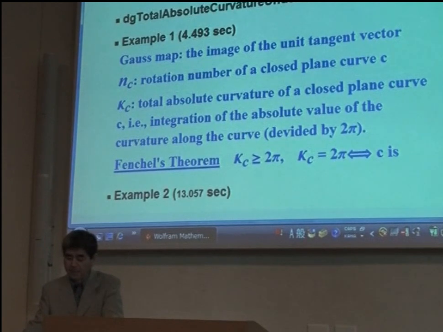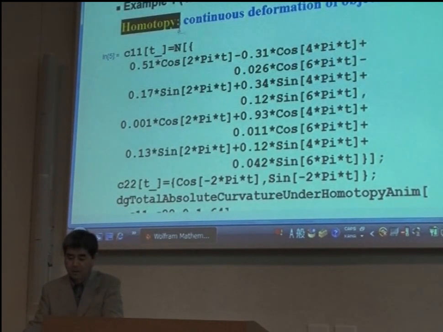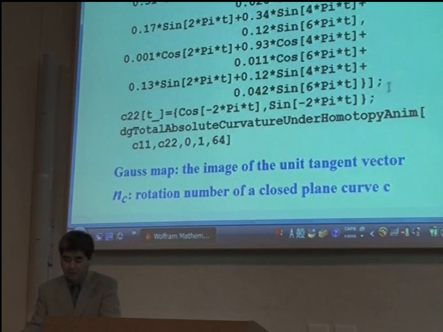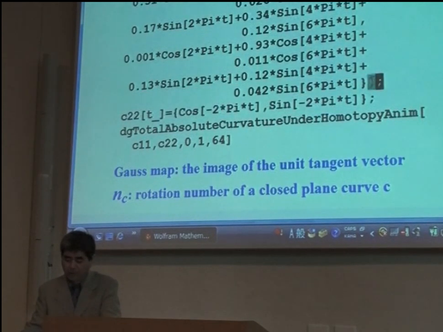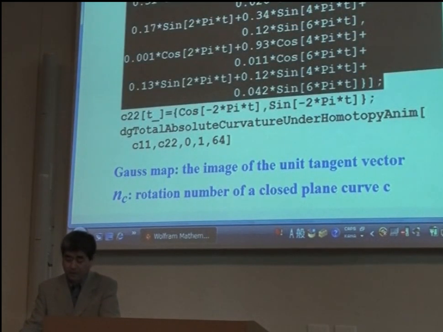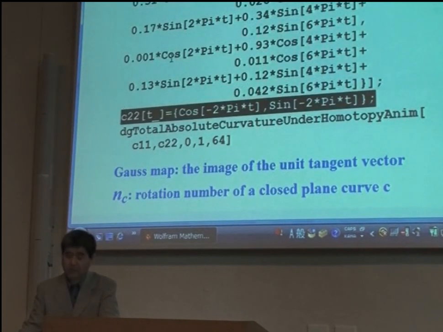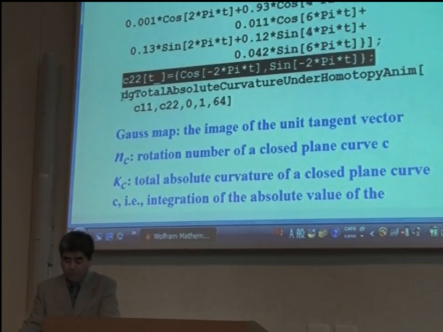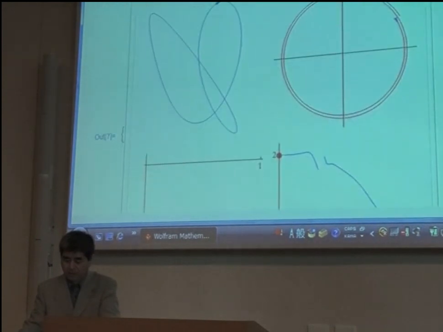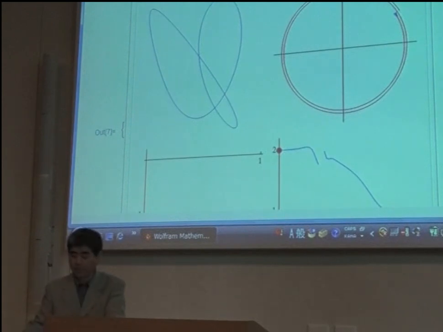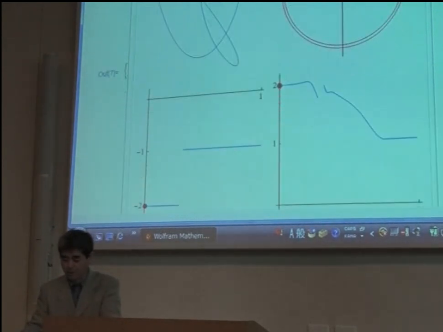The next example is about homotopy. Homotopy is a continuous deformation of curves or surfaces. So we give two curves, this one and this one. Actually, the first one is one of the randomly generated curves, and the second one is the unit circle with negative orientation. We use this command in this way, then we obtain this output. Maybe the size is too large, but yeah.